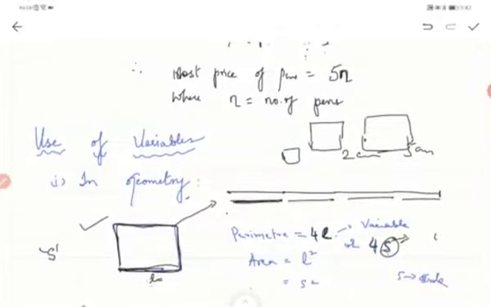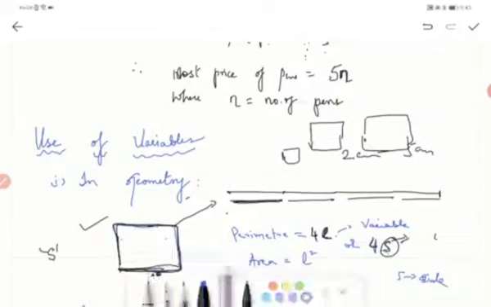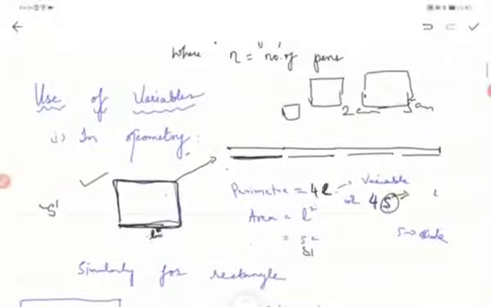Similarly, the area of a square will be what? L square, right? So side square will become the area. You are representing it with S square or L square. So again, this is a variable. If the side is 1 centimeter, 1 square is the same. If one side of the square is 2 centimeter, then 2 square will be 4 centimeter square. That is the area, right?